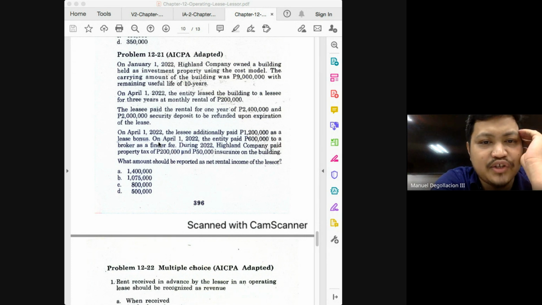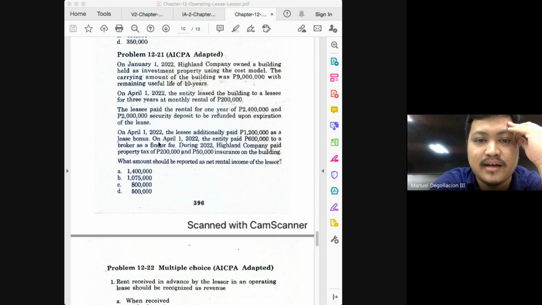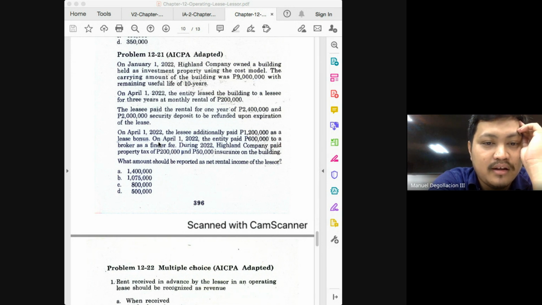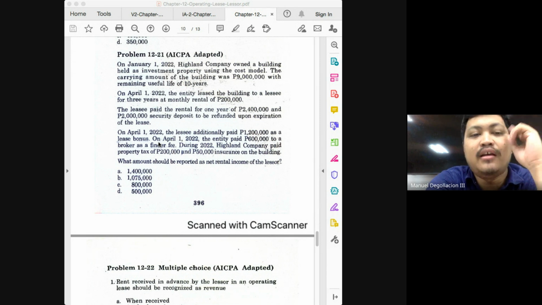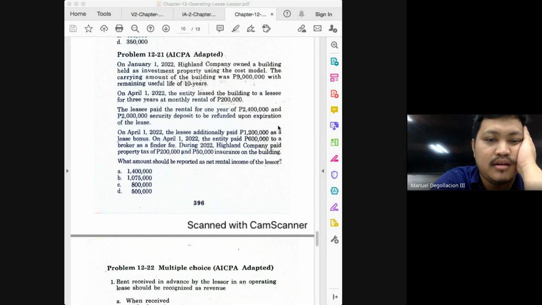On April 1, the lessee additionally paid 1,200,000. On April 1, the entity paid 600 to a broker as finder's fee. Class, treatment of the 600,000? Initial direct cost, which would be deducted, but will it be deducted in full outright? No, this would be spread out and amortized over the lease term. What else? Property tax and insurance. My suggestion would be to compute the total, then deduct the initial direct cost.